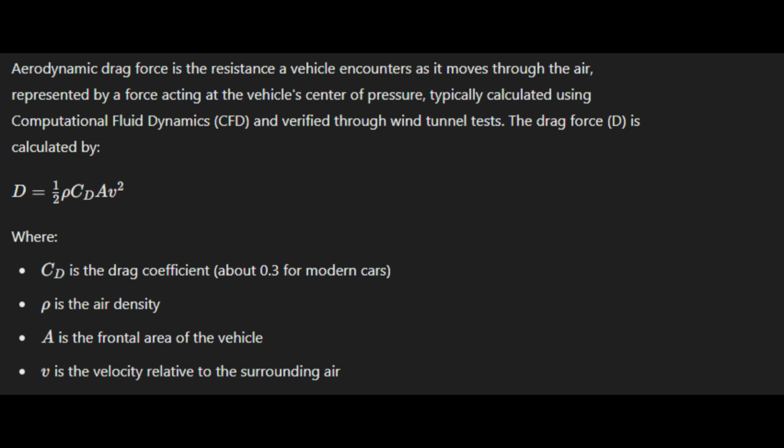Rho is the air density. A is the frontal area of the vehicle. V is the velocity relative to the surrounding air. Drag is not dependent on vehicle weight but is proportional to the square of velocity, meaning the power required to overcome drag increases with the cube of velocity.